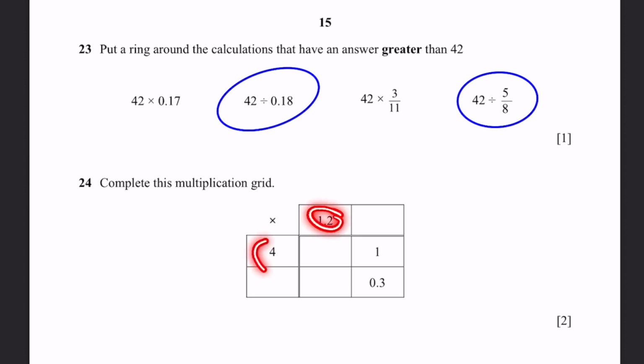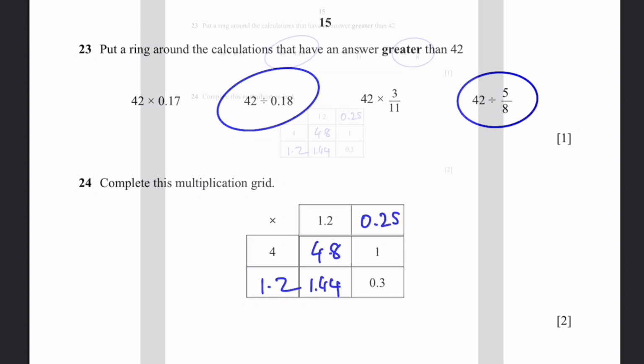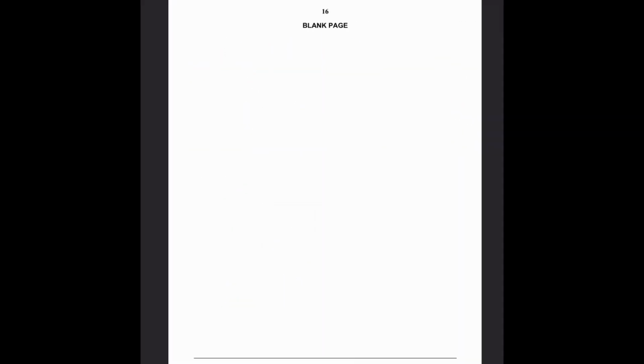First, we can do 4 into 1.2, we get 4.8. 4 into something is equal to 1, and the something is 1 by 4, which is 0.25. Now we can do 0.25 into something is 0.3, and that something will be 1.2, because when we multiply those, we get 0.3. And 1.2 into 1.2, that's just 1.2 squared, 1.44. That's the answer.